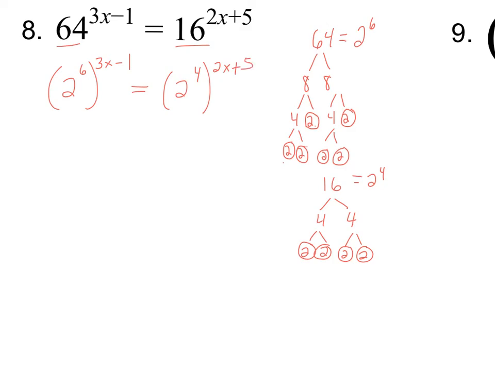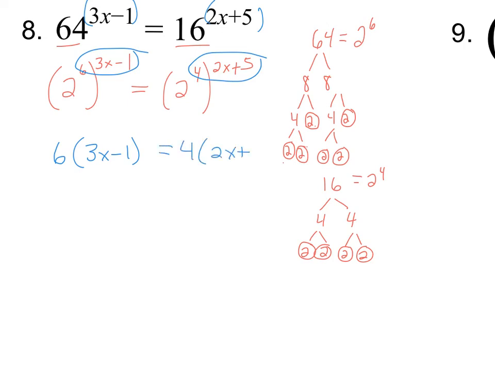So what you'll notice now is they have the same base. They both have the 2s, so we can just set our exponents equal. Now be careful, if you notice how I'll write this, it's 6 times whatever's there on the outside. So I'm going to make sure I put that in parentheses. It may not even be a bad idea to put parentheses around your exponents originally, so you don't miss this step. And this is 4 times 2x plus 5, which we'll then go about trying to solve.